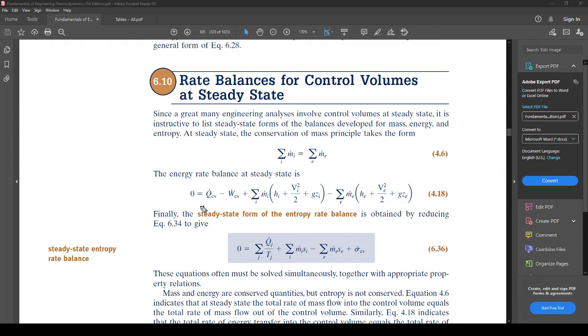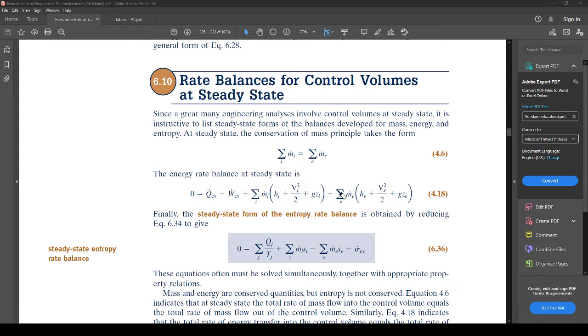And then here's the energy rate balance for steady state. You guys have all seen this. Don't need to go too deep on it. Essentially, it is Q minus W plus the energy coming in, which is through the enthalpy of the fluid, the kinetic energy of the fluid, and the potential energy, right, from the fluid, and then exiting the exact same thing.